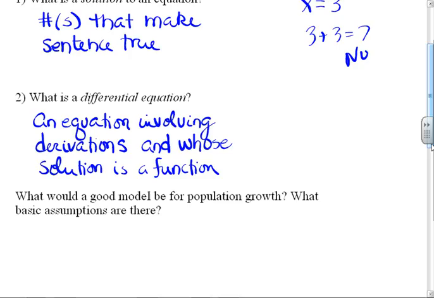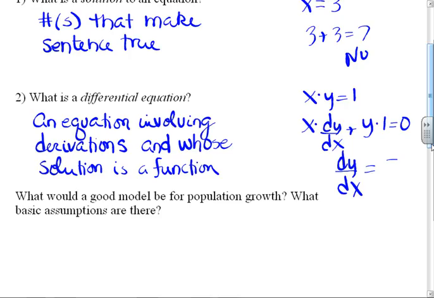So when we did implicit differentiation, remember we had x times y equals 1, and then we didn't solve for y, but we took the derivative as written. And so it was x times the derivative of y with respect to x, plus y times the derivative of x with respect to x, and that's equal to 0. If you solve for dy/dx, it's equal to minus y divided by x. That's a differential equation. We say it's a diff EQ.